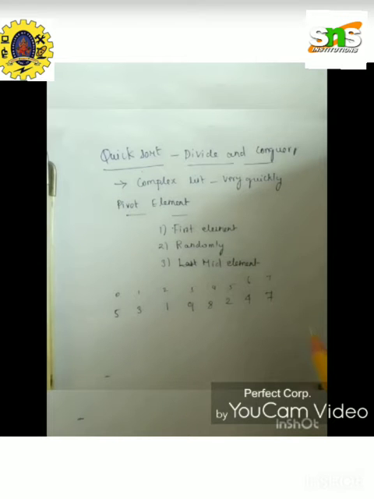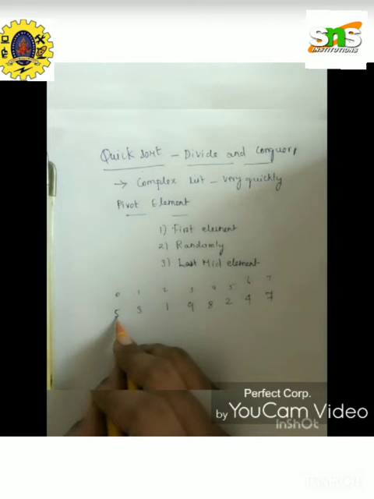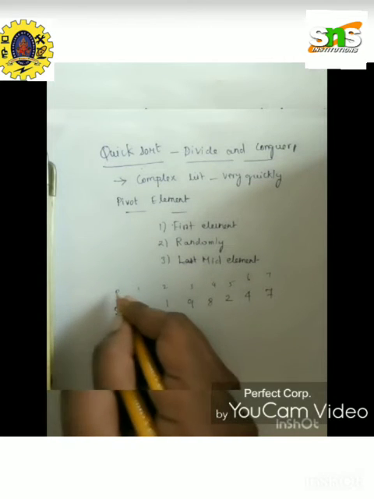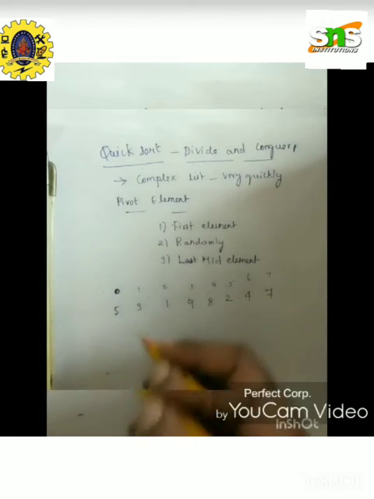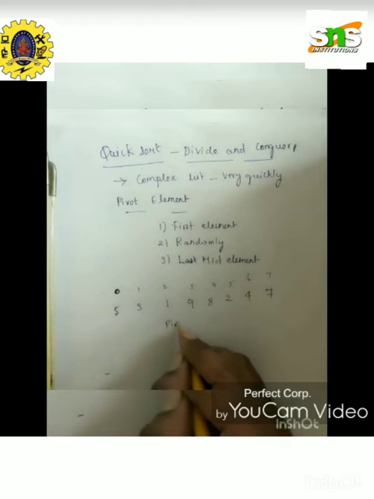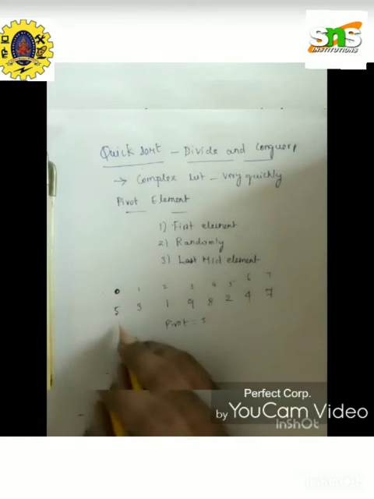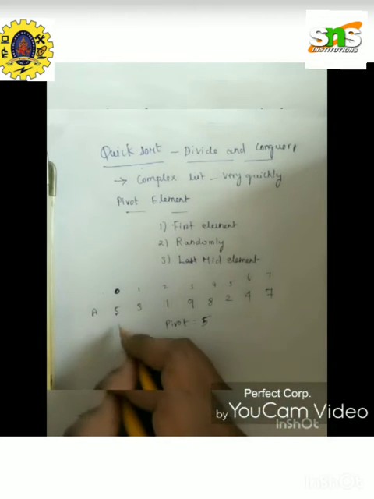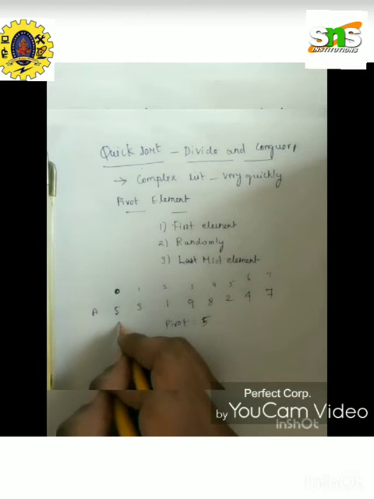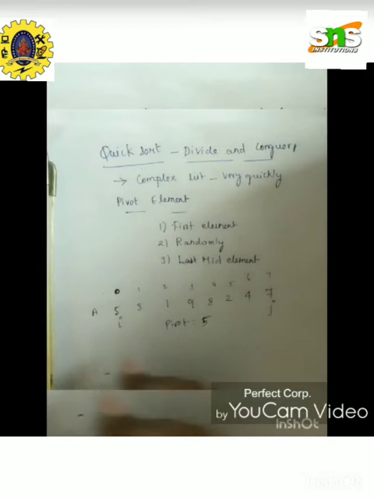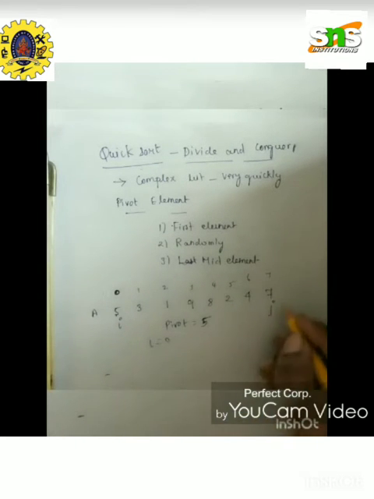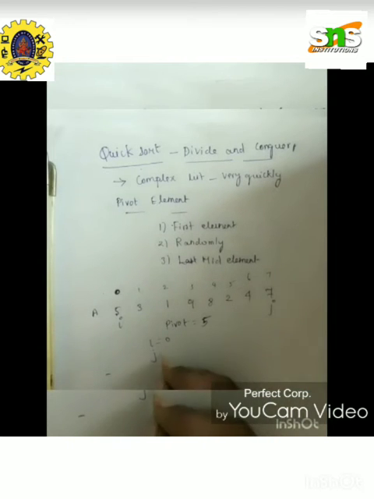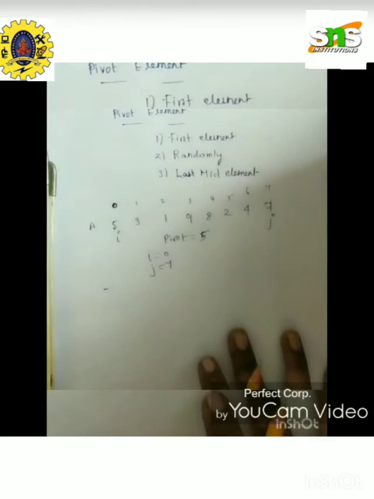Here we choose the first element as the pivot element, so assume pivot is equal to 5. Consider the array values as a. Here we take two variables, i and j. Initially i points to the 0th location and j points to the 7th location, j equal to 7. Now we proceed with the logic.